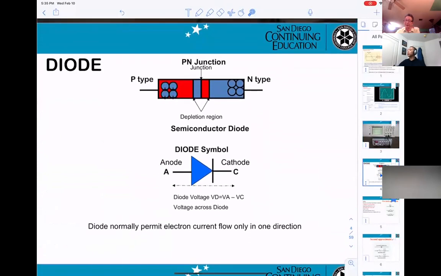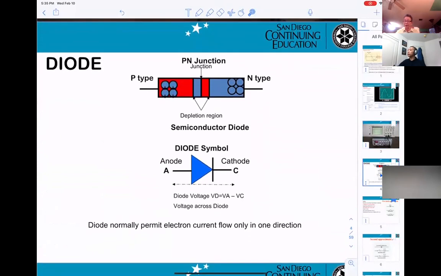Now, this is going to the one for today. Diode.